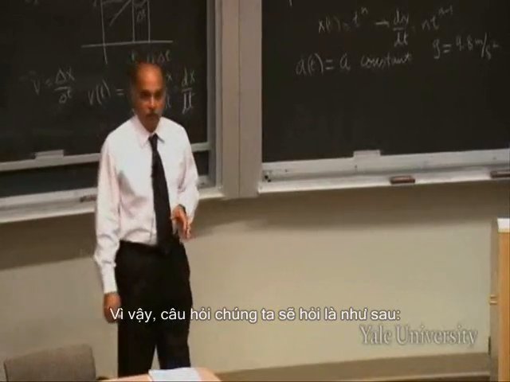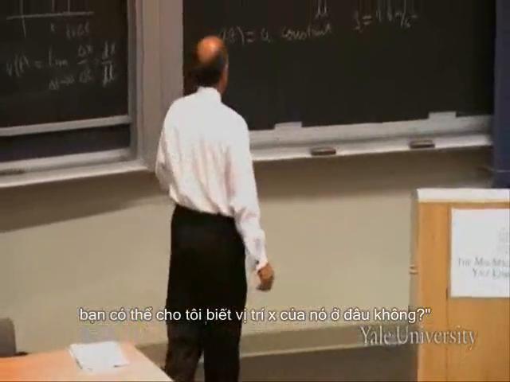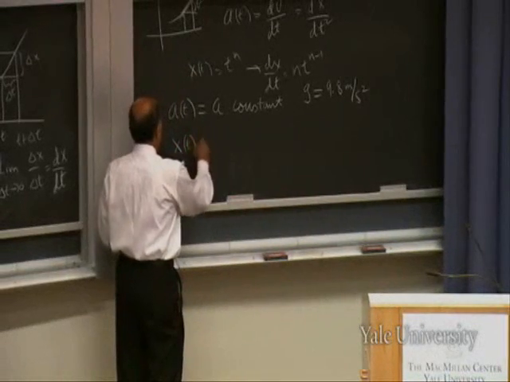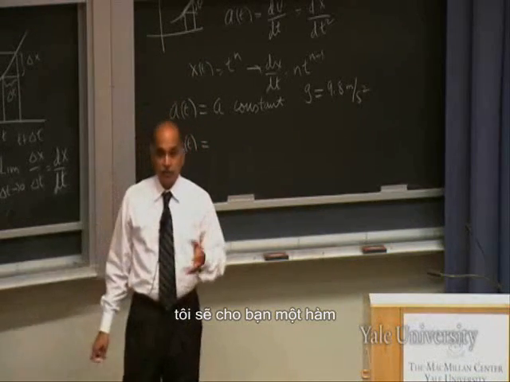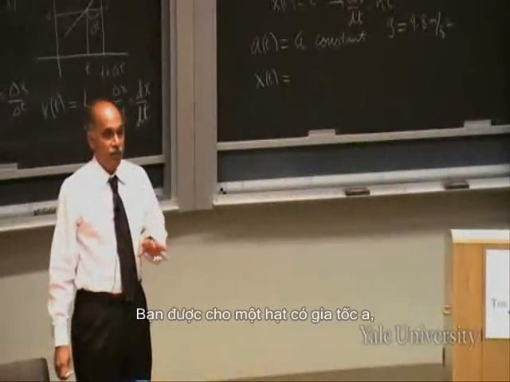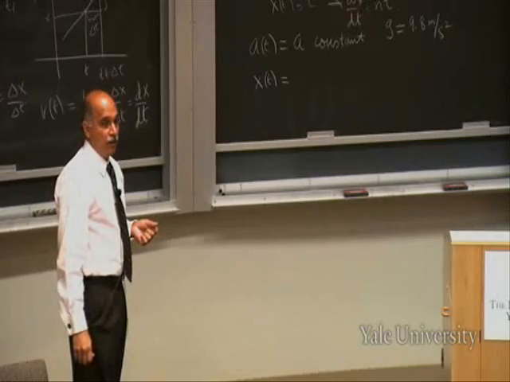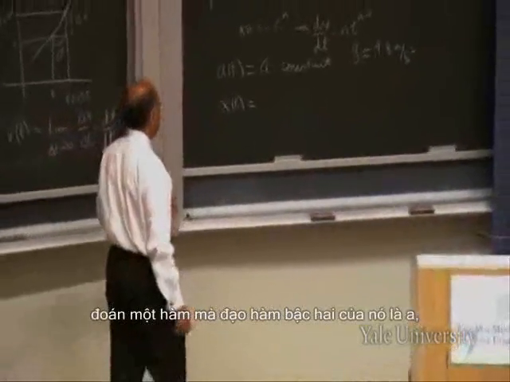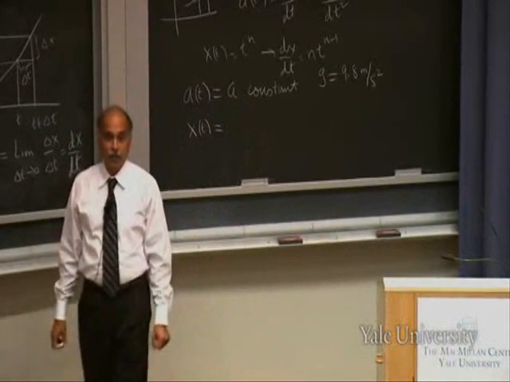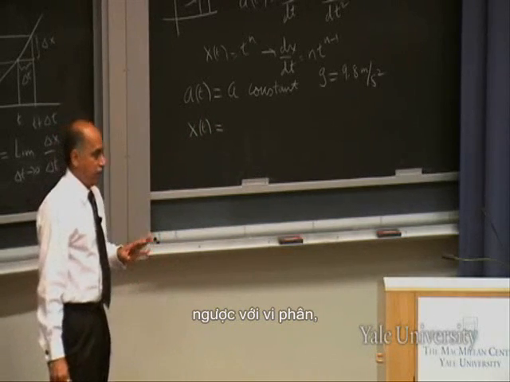So the question we are going to ask is the following. If I tell you that the particle has a constant acceleration a, can you tell me what the position x is? Normally, I will give you a function and tell you to take any number of derivatives. That's very easy. This is the backwards problem. You're only given the particle's acceleration a, and you're asked to find out what is x. In other words, your job is to guess a function whose second derivative is a. And this is called integration, which is the opposite of differentiation. And integration is just guessing.